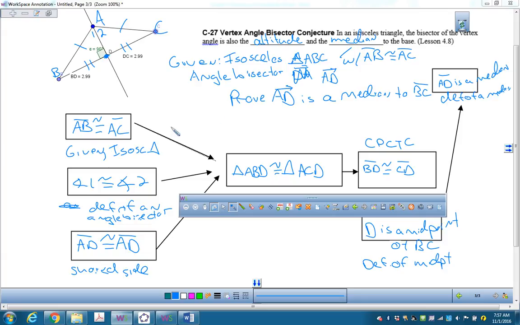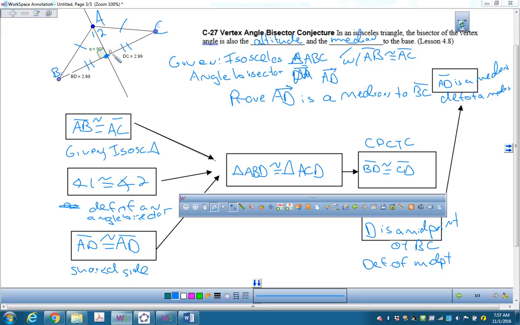Okay? You're going to do this in your homework, and they put boxes for you to just fill in. But how would I prove that this is also an altitude? What can I say to prove that this is also an altitude? What kind of angle does this have to be? It's got to be a 90 degree. So you start out the same way. You prove that those two triangles are congruent, right?